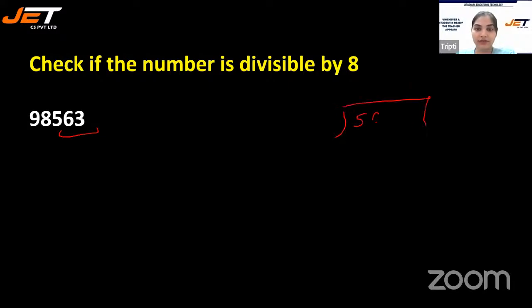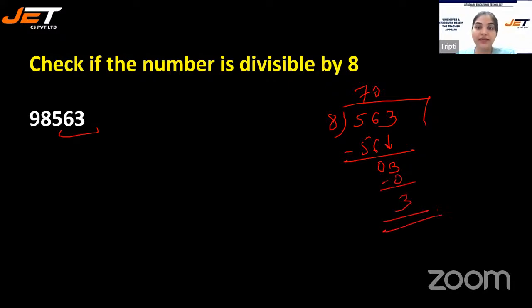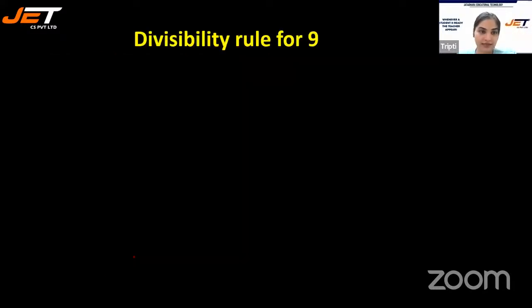563 divided by 8. 8 times 7 is 56. Bringing down 3. 8 times 0 is 0. Remainder 3. That means this is not exactly divisible by 8, so this number is also not divisible by 8. This is the divisibility rule of 8, which says that the last three digits should be divisible by 8.